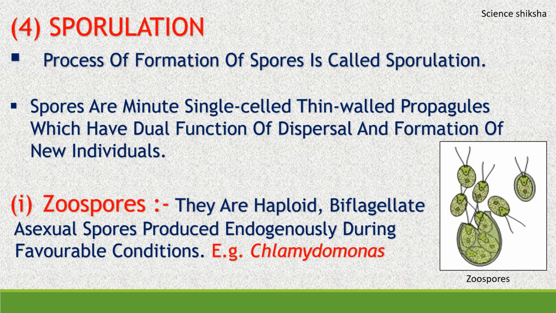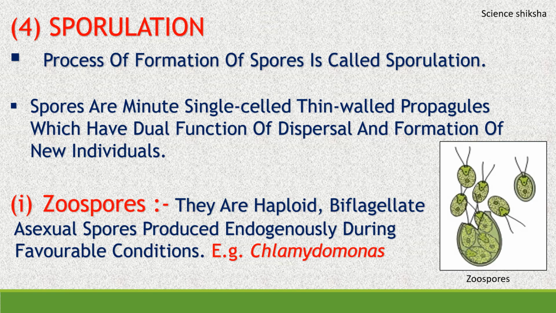The fourth type of asexual reproduction is sporulation. The process of formation of spores is called sporulation. Now, what are spores? Spores are minute, single-celled, thin-walled propagules which have the dual function of dispersal and formation of new individuals. So there are two types of spores explained in this video, zoospores and conidia.